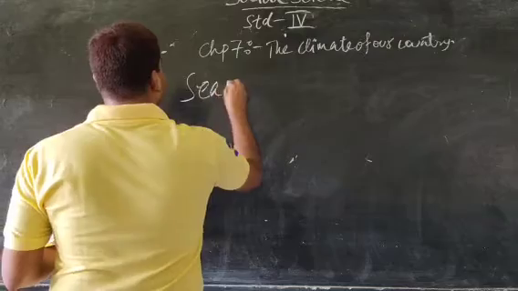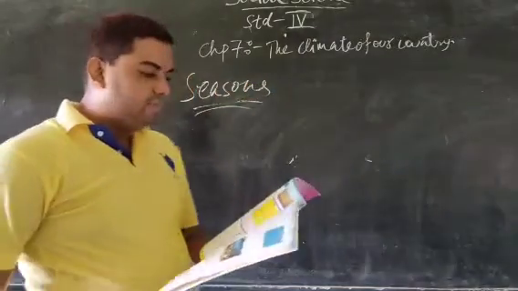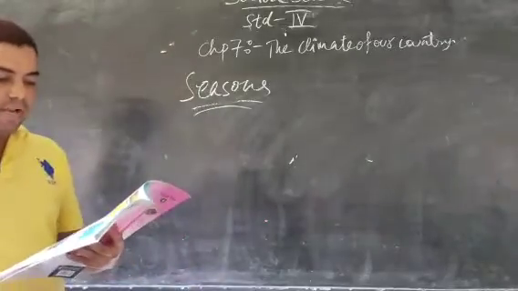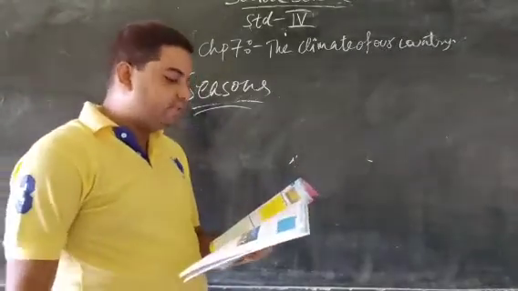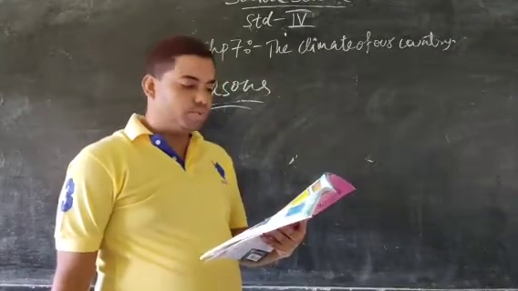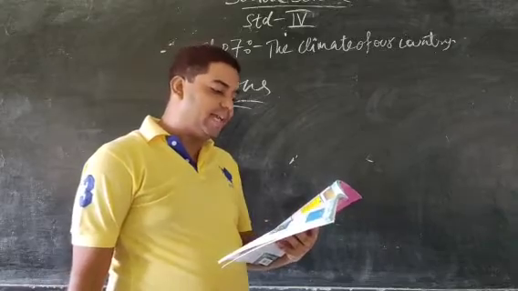Seasons. In India, the variations in temperature, rainfall, and direction of monsoon winds result in 3 main seasons: summer, winter, and monsoon. Some areas experience the seasons of spring and autumn as well.